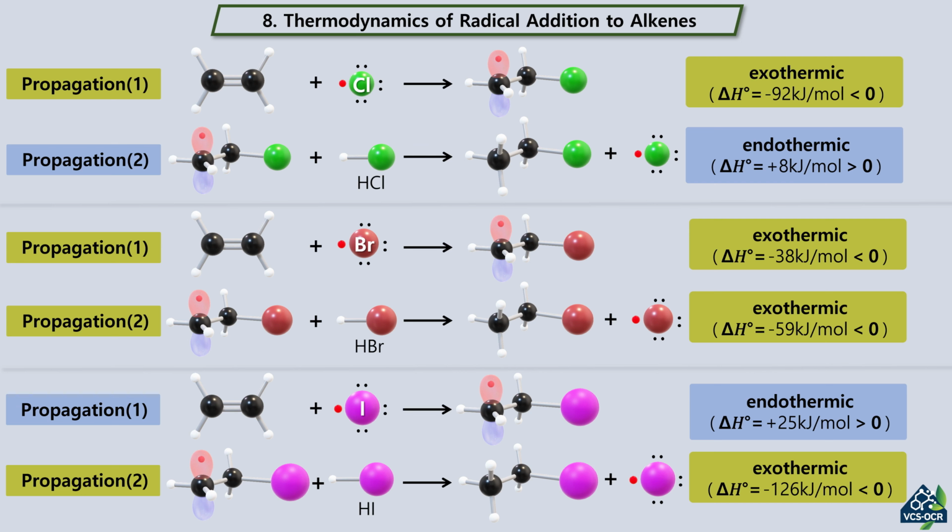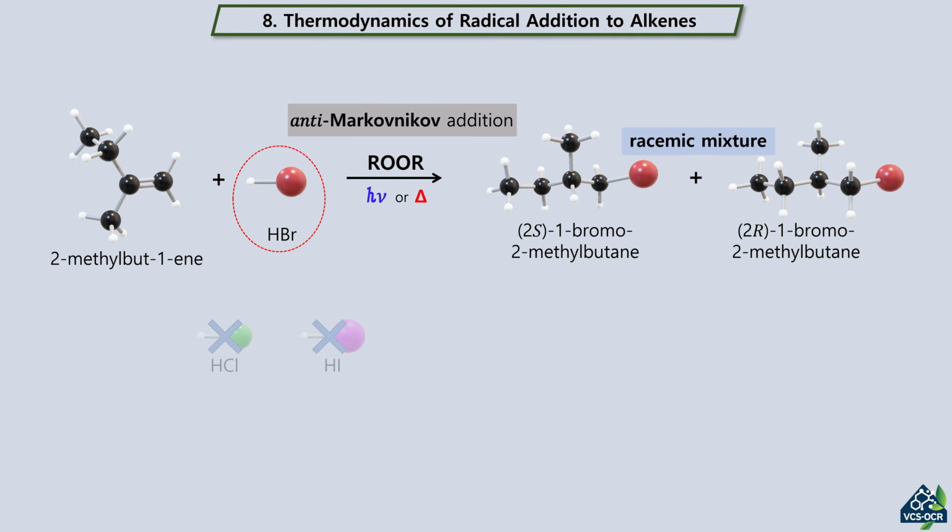However, HBr represents a unique thermodynamic sweet spot. Both the addition of a bromine radical to the alkene and the subsequent hydrogen abstraction from HBr are exothermic. Because of these thermodynamic constraints, the classic free radical addition of hydrogen halides to alkenes is practically viable only for HBr.